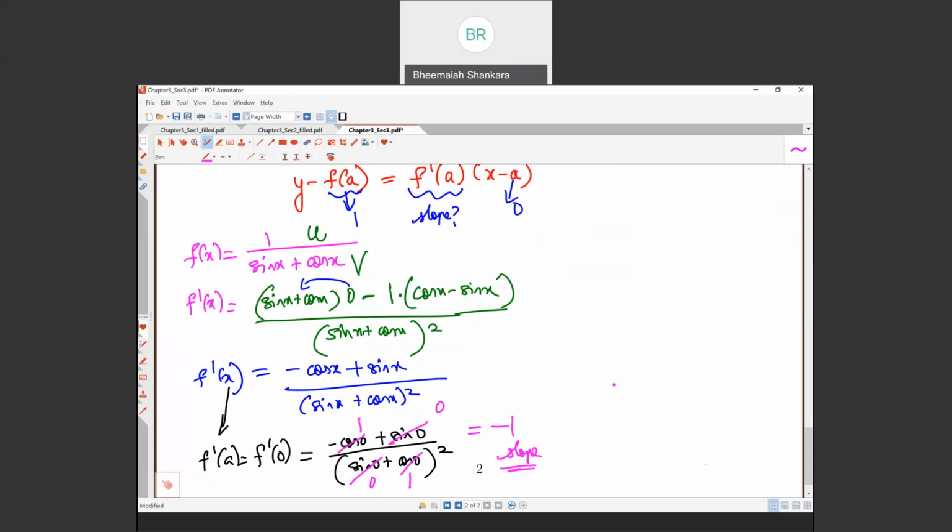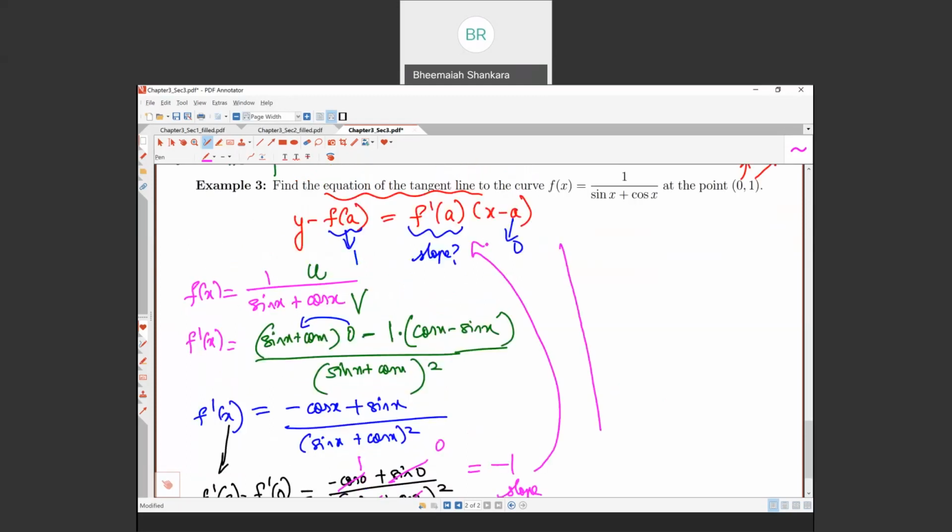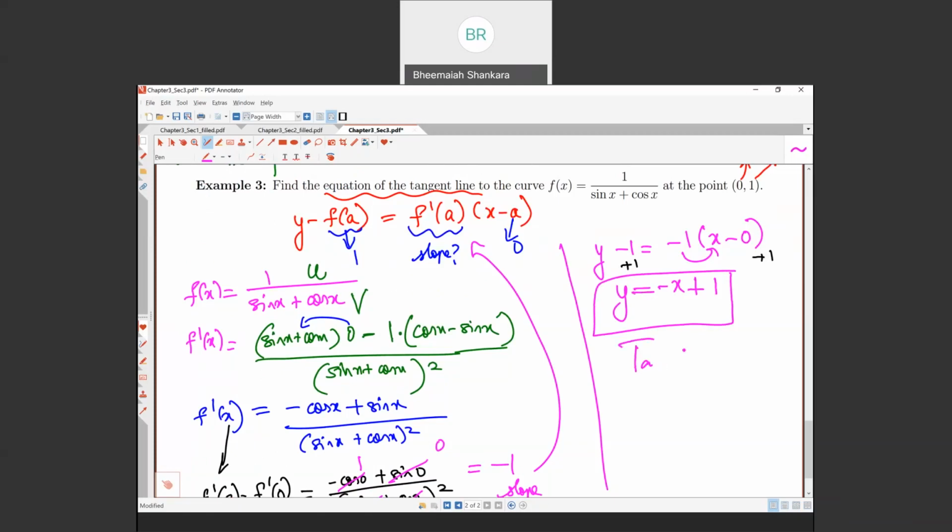So now take the slope, go back, plug in here, and rewrite the problem. This is y minus 1 equal to negative 1 times x minus 0. Multiply this negative 1 to the term x. So you have negative x. And also add 1 in the same step. So let me add 1 to eliminate the negative 1 on the left. So it's negative x plus 1. So this is the equation of the tangent line to the given curve at the point 0, 1. So we'll end this section here.